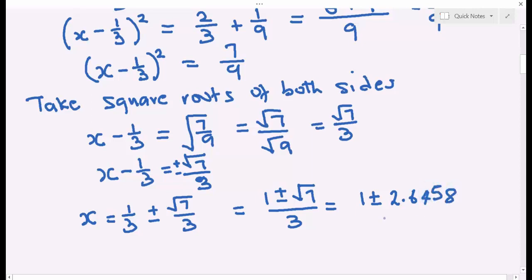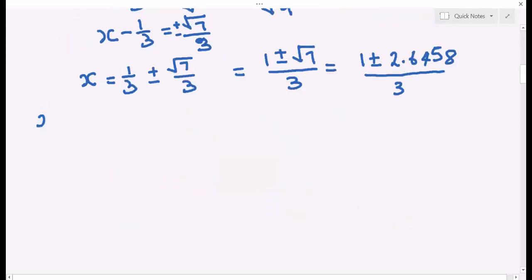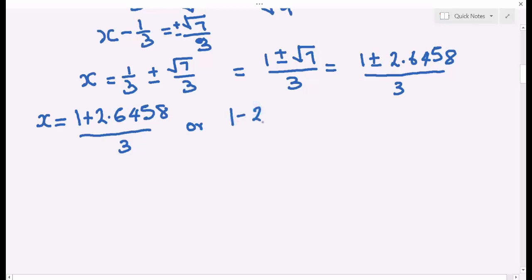2.6458 all over 3. Our x is equal to 1 plus 2.6458 over 3, or 1 minus 2.6458 over 3.